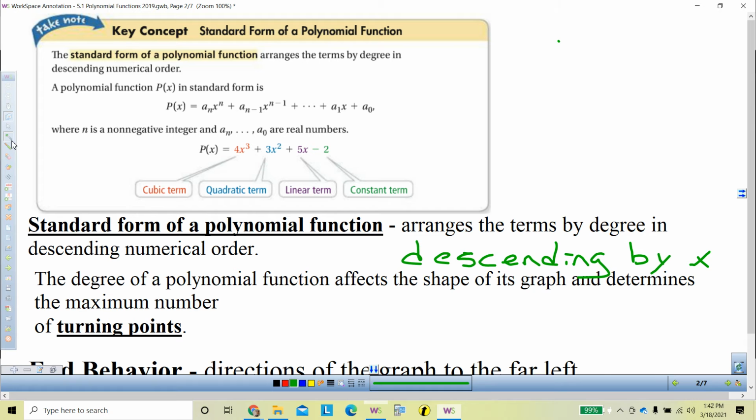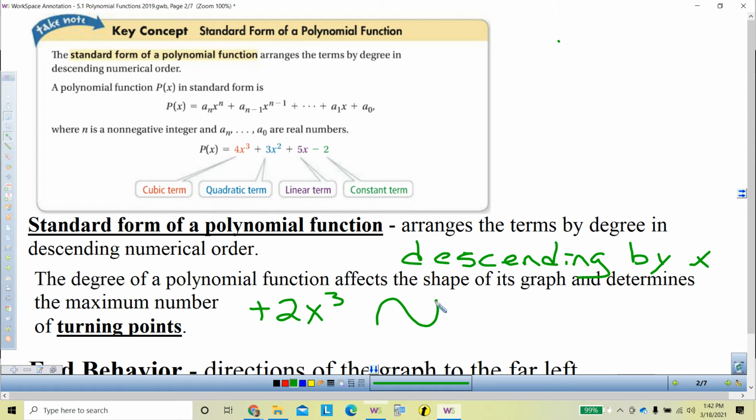The degree of a polynomial function affects the shape of its graph and determines the maximum number of turning points. So again, that's like, what? I don't get it. But what I say is, let's say we have positive 2x cubed. I know because I've taught this for many years, the general shape of that graph is going to be like that. So how many times does that thing change directions?